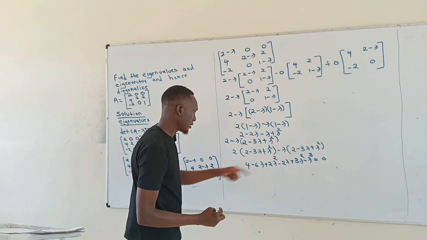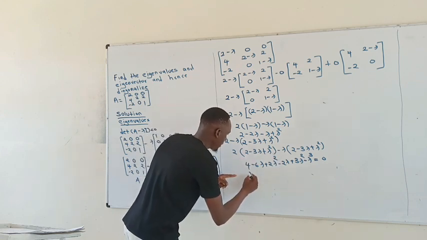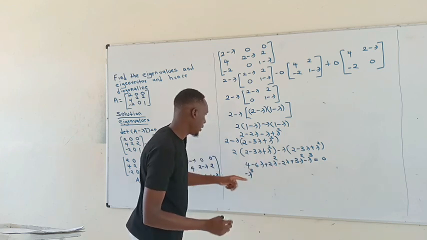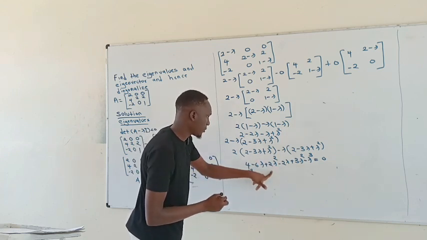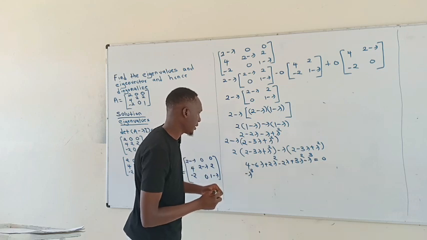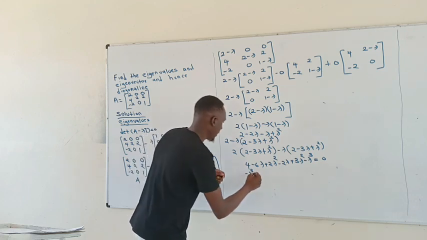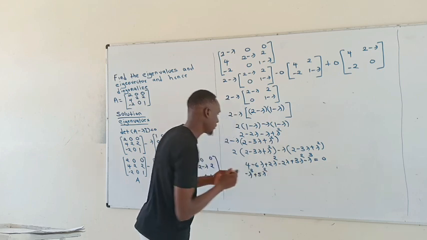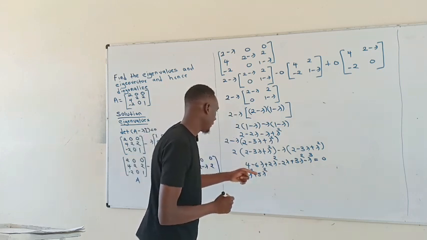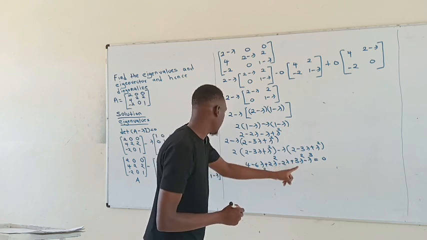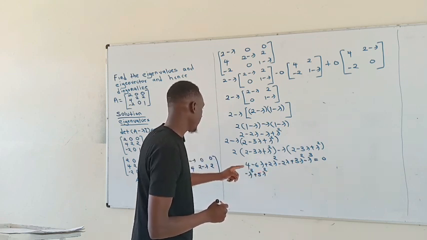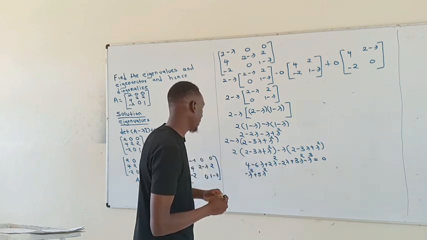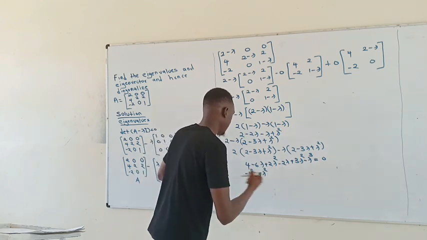Now let's pick the like terms starting with lambda cubed. So we have minus lambda cubed. Then we have 2 lambda squared plus 3 lambda squared, which is plus 5 lambda squared. 3 plus 2 is 5. Then we have minus 6 lambda minus 2 lambda, which is minus 8 lambda.